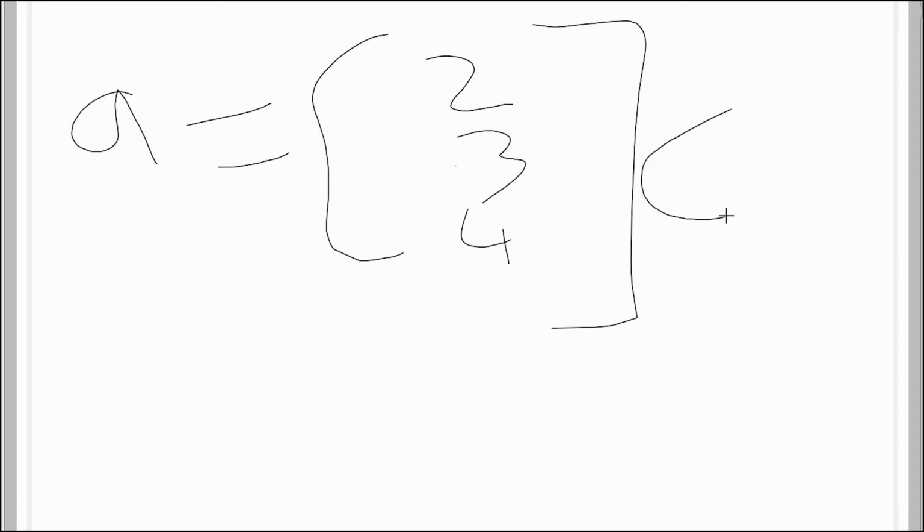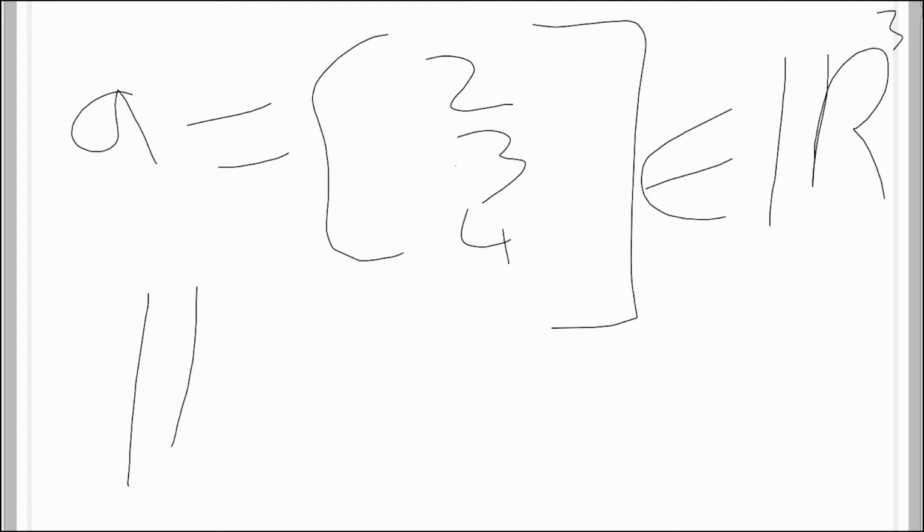This is an element of R^n, real numbers. This one is 3. So normally what we say is they are elements of R^n, real numbers. That's the power of n. So that n is a natural number.